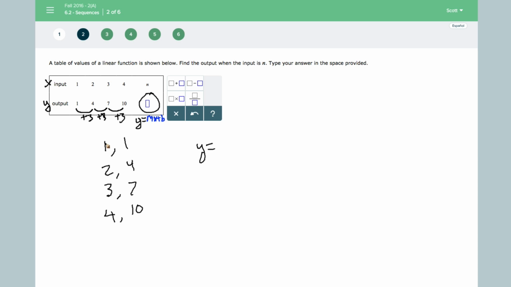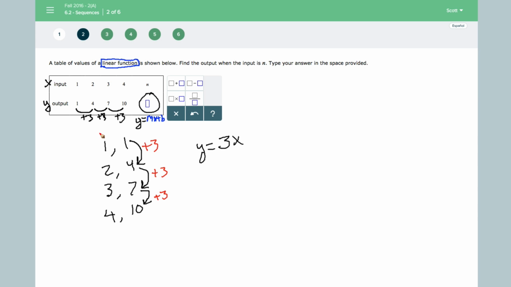Y equals, and this is the first term, second term, third term, fourth term, so we don't need to worry about the x's so much. What's going on here? We see it's plus 3. And here it is also plus 3. And here it's also plus 3. How do I know it's plus 3? Well, I'm told right here it's a linear function. Linear functions means arithmetic sequence, so it's always going to be plus. So I have y equals 3x, because that's our slope, that's our rate of change, which is 3.